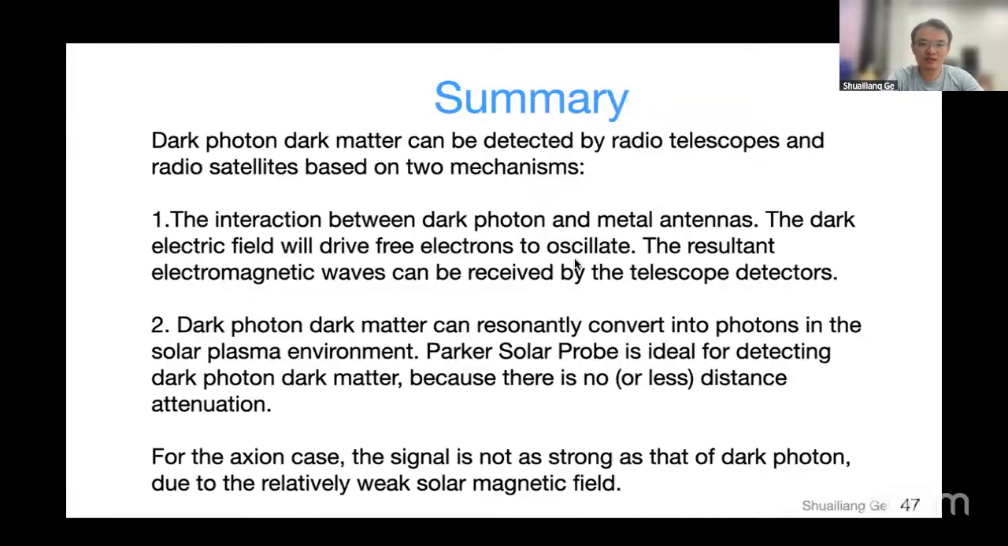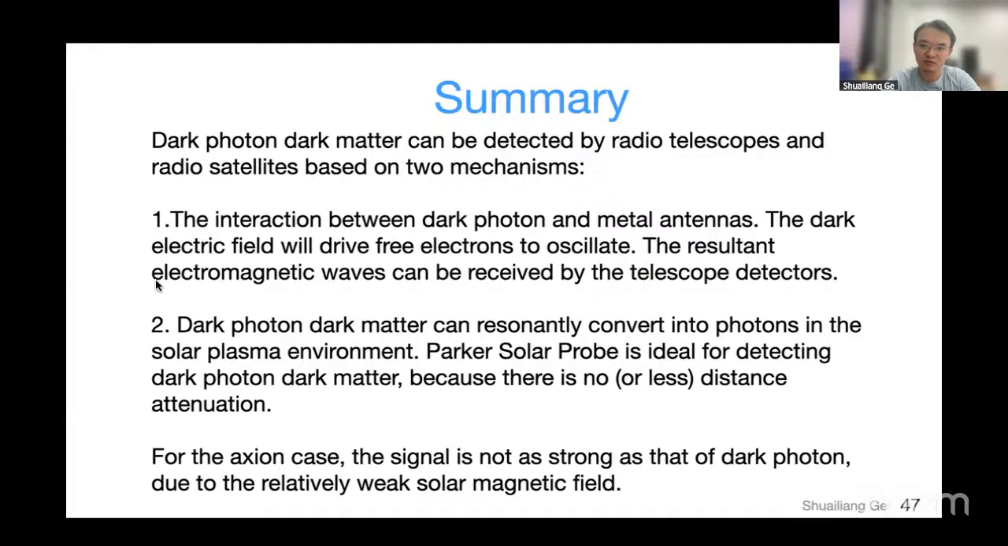I think I have finished my talk, and I will make a short summary here. Dark photon dark matter can be directly detected by radio telescopes or radio satellites, based on two different mechanisms. The first mechanism is the interaction between dark photons and the antennas. The dark electric field will drive free electrons to oscillate, and these oscillating electrons will emit electromagnetic waves.